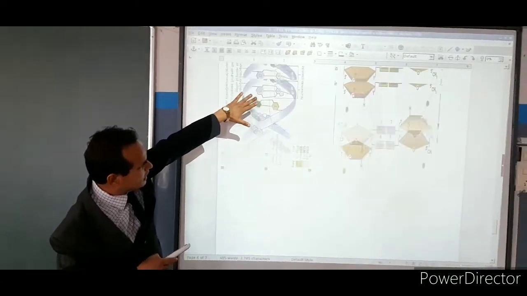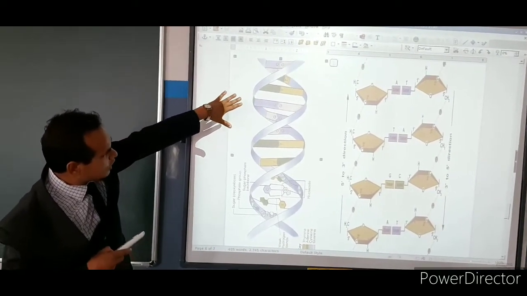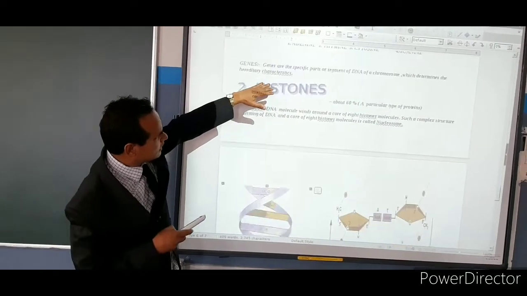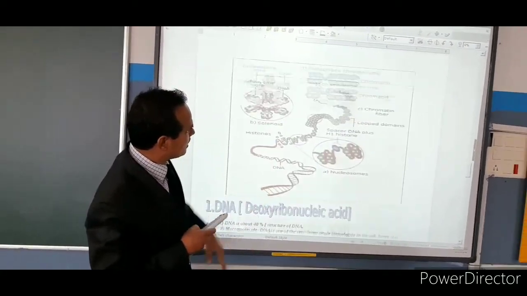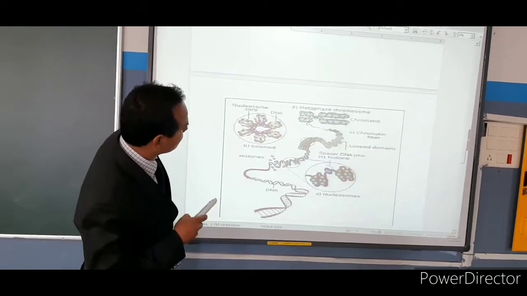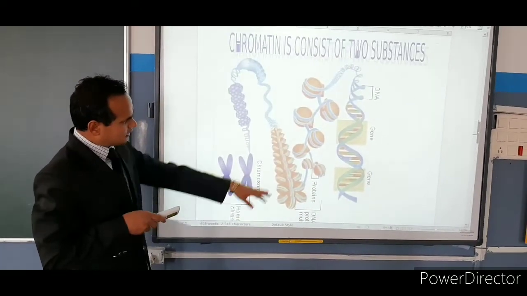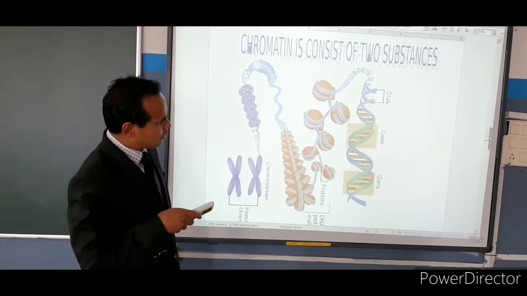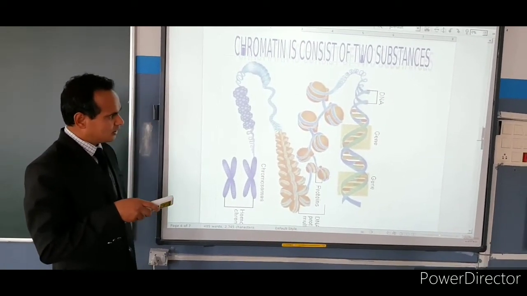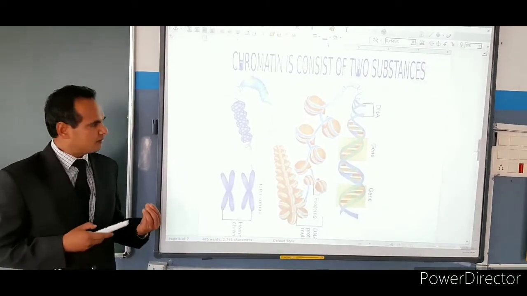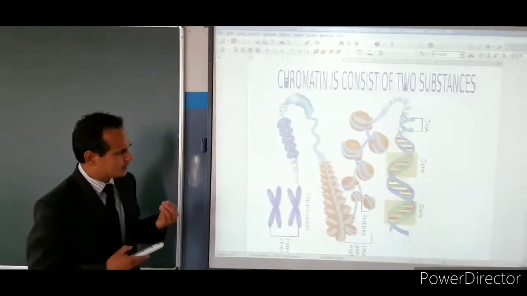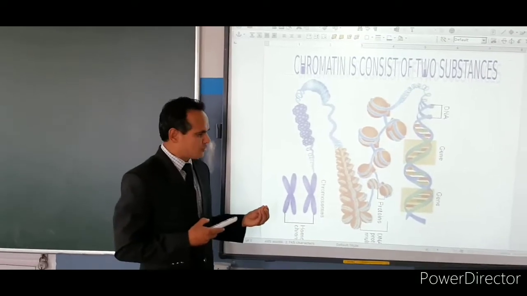If you just go back, you need to know what is actually a gene. If you look at this diagram here, this gene carries the genetic information. What is genetic information? It is simply the sequence of nitrogen bases.